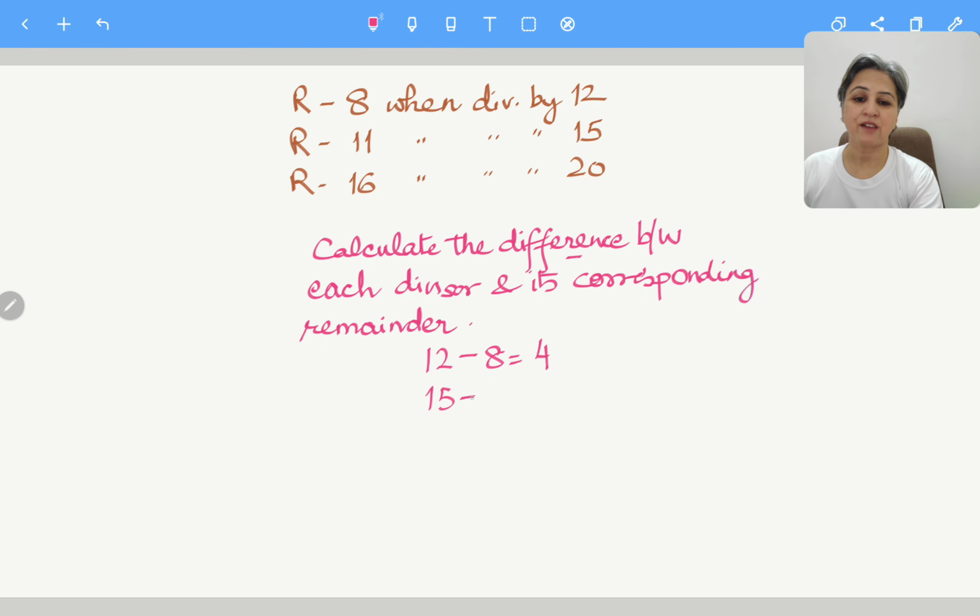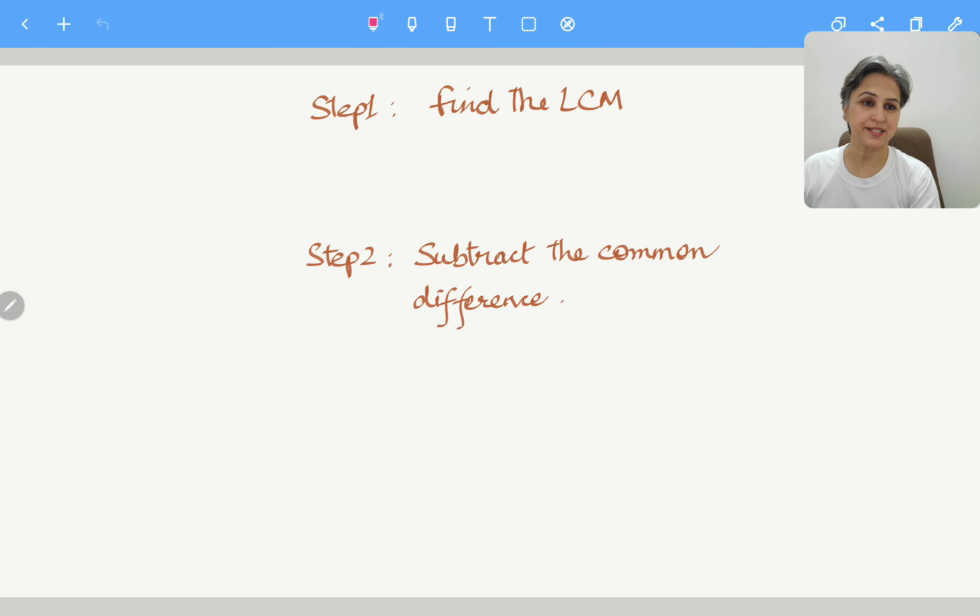The next divisor we have is 15 and its corresponding remainder is 11. So we have 4 again as a difference. The third is 20 as the divisor and its corresponding remainder is 16. So we get a 4. So here we see that we have a common difference. Okay, so after finding out this difference, if it is common, let's find the LCM. Now LCM we have already got in our previous example, so I'll just write the LCM straight. Now what we do is subtract the common difference.